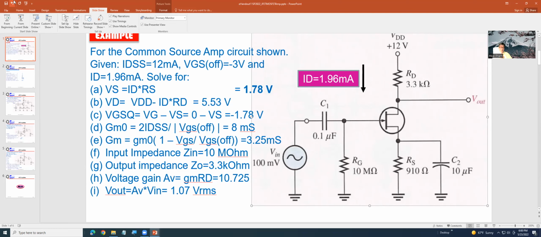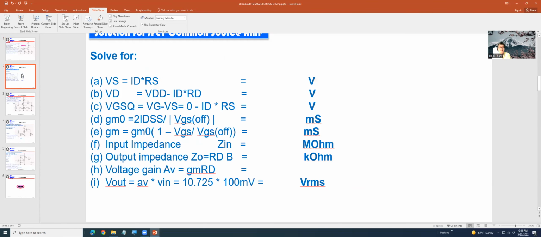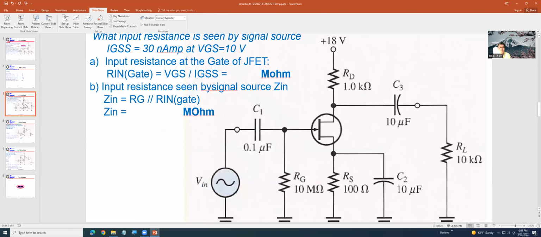Okay, do you have any question regarding this problem? That will be a common source amplifier. Okay, there's no question. Let's see the next one. This is the answer for the one we already done.